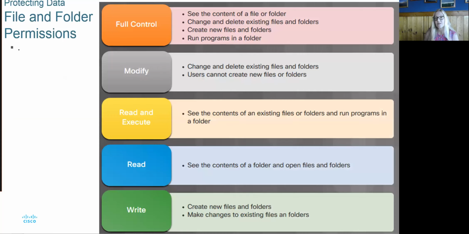File and folder permissions. Permissions are rules that you configure to limit file or folder access to an individual or a group of users. Users should be limited only to the resources that they need on the computer or the network. That would be your least privilege. They should only have access to what they need to do their job and no more than that. That's the principle of least privilege.